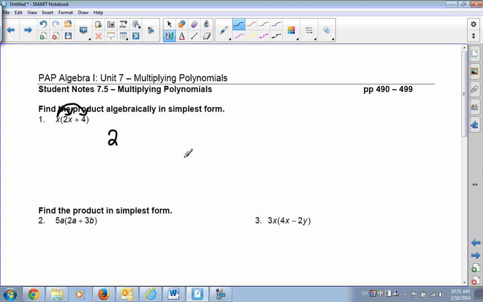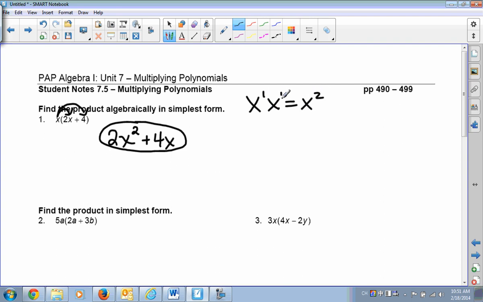You're multiplying today, not adding. 2x squared. We're multiplying today. X times 2x is 2x squared. X times 4 is 4x. And then that's it. X times x is x squared, folks. Exponents of 1 goes back to your rule of adding exponents when you're multiplying them. Yesterday we were adding. It's a totally different answer.